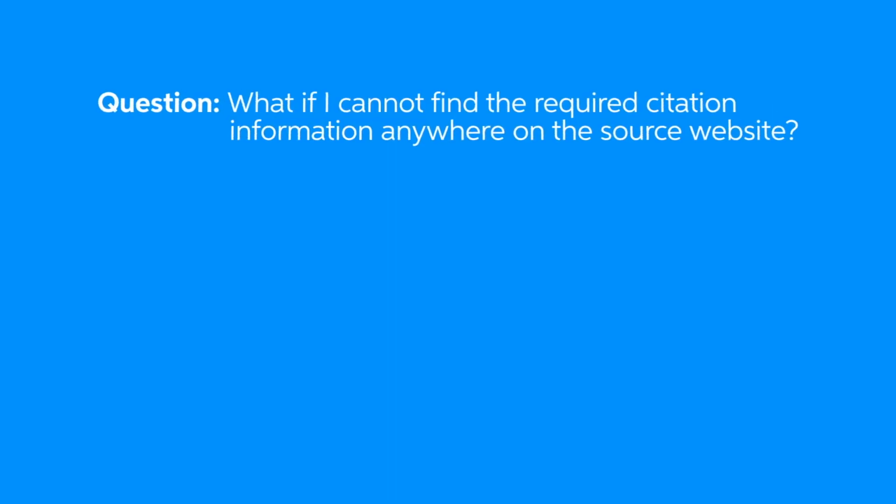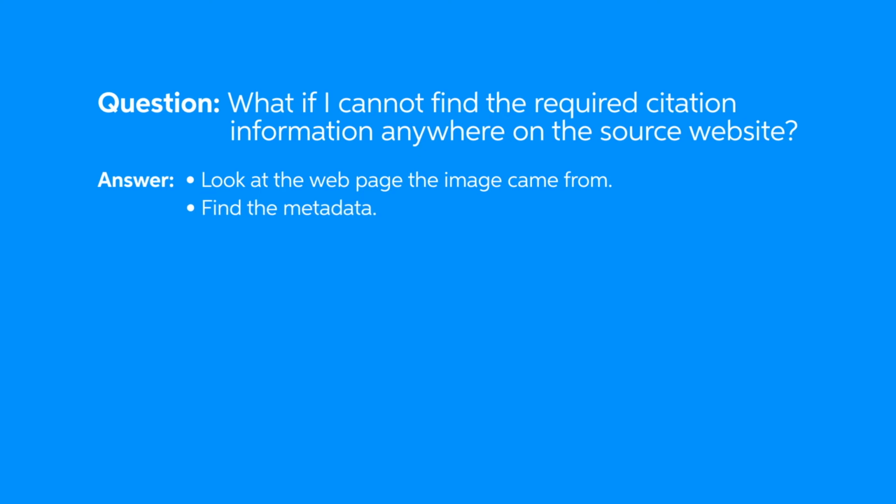Let's look at a couple of frequently asked questions on this topic. What if I cannot find the required citation information anywhere on the source website? For many images, it's often possible to find out more by looking at the web page the image came from, or by finding the metadata, the built-in image information that may have been added by the host when the image was originally uploaded. Some images will allow you to access the image info when you right-click on them.